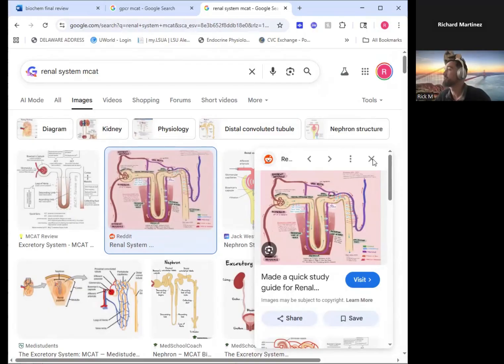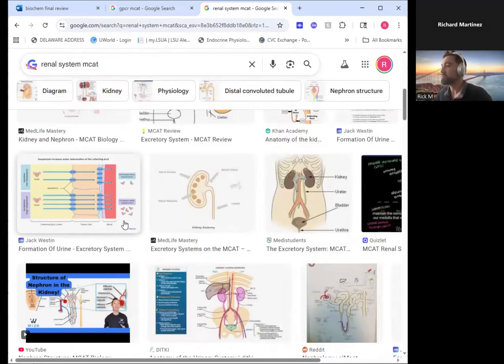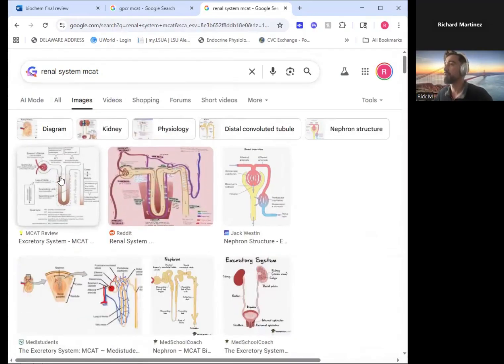I'm just showing you this. You're not going to be tested on this for the renal system, but this concept you are. You're asking great questions. Oh, you are? Okay, cool. Yeah, this will apply to that. Absolutely.